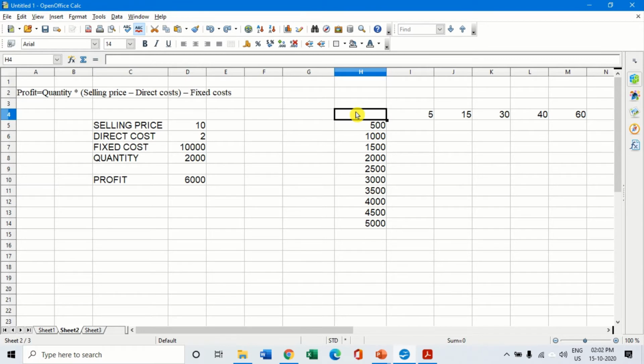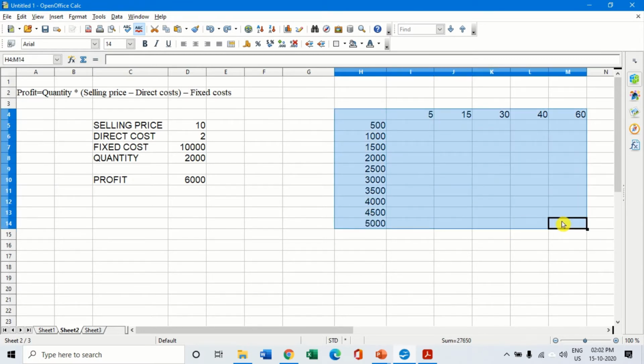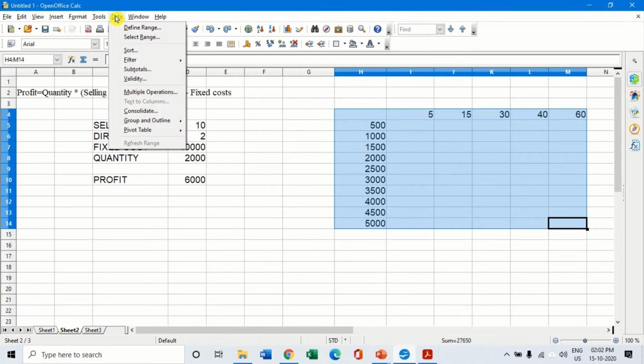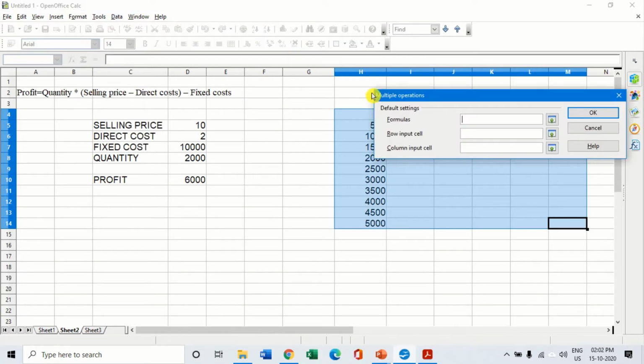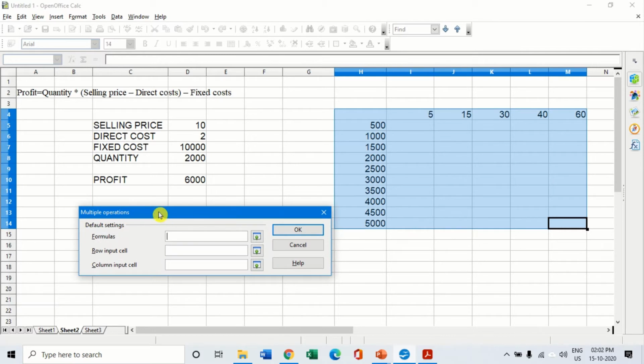I will have to select this range and go to data, multiple operations. Once again here the formula will be the formula for profit. Now what will be the row input? What is changing over here in the row input? It is the selling price. And what is changing in the column input? These are the quantity. So you click on quantity here. So in the row input you are giving varied different prices, and in the column input you are giving the quantity that is going to change, and you say okay.